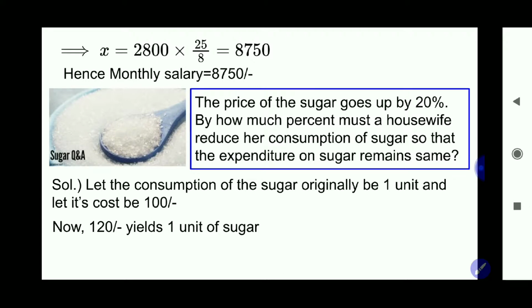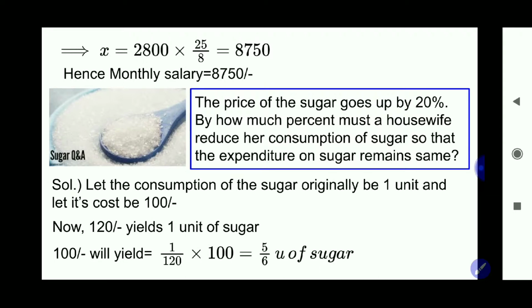In the previous case, 100 rupees yields 1 unit of sugar. Because of the 20% price hike, it becomes 120 rupees yields 1 unit of sugar. So 100 rupees will yield, again let us use the unitary method, 1 by 120 into 100. That means now for 100 rupees we get 5 by 6 units of sugar.